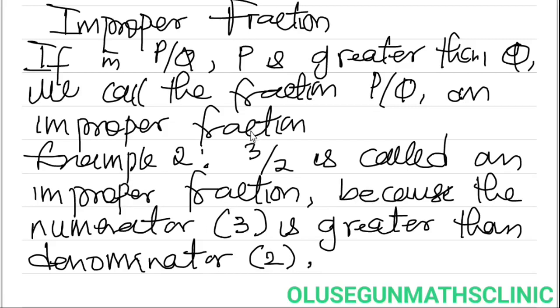It is like an elderly man sitting on the chair of a baby. The chair might break because that sitting is improper sitting. The same thing applies in mathematical form. So we call the fraction P over Q an improper fraction. Example: 3/2 is called an improper fraction because the numerator 3 is greater than the denominator 2. That is just the meaning of an improper fraction.